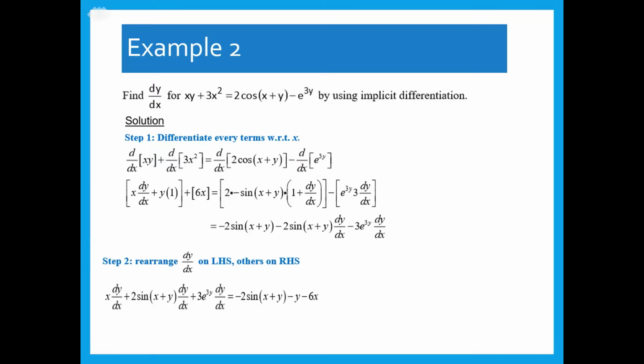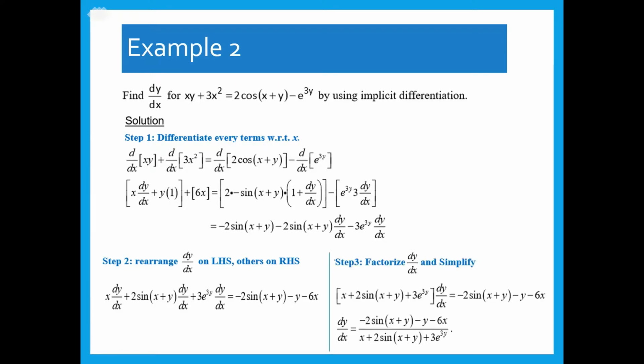Next, move all dy over dx terms to the left and all other terms to the right. Then, factorize dy over dx and simplify. You should be able to obtain the following answer.